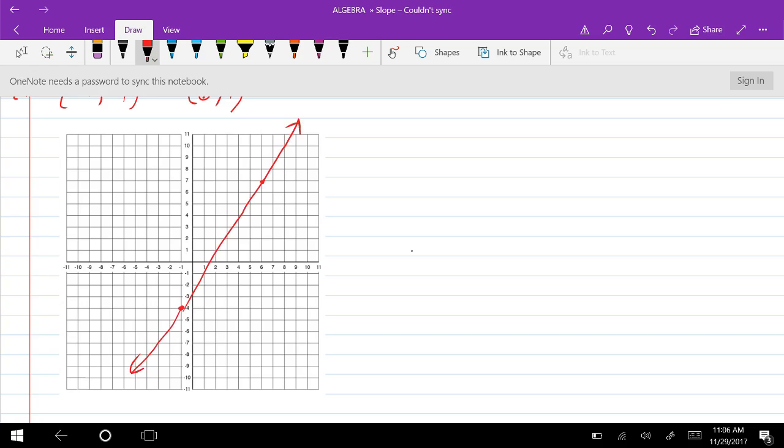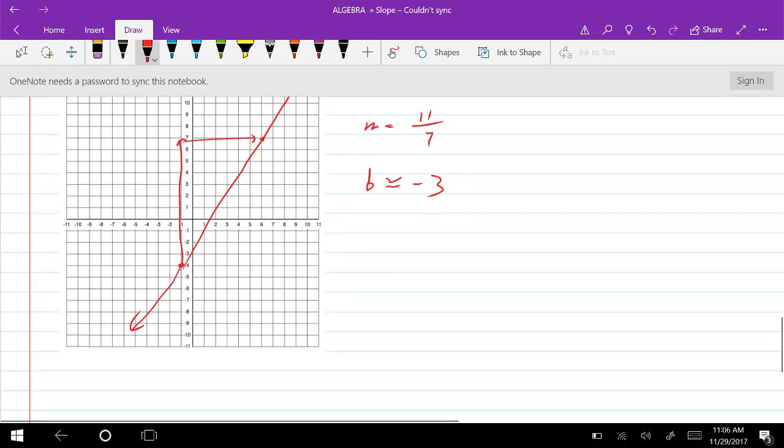Looking at it, it looks like it's going to pass through -3, but it might be a little bit higher than the -3 for my y-intercept. So I'm going to have to figure that out. And it looks like my slope is up 11 and then over 7. So my slope, I think, is 11 over 7, and my y-intercept is about -3, somewhere around there. Now I'm going to do the same steps as I did before to solve.